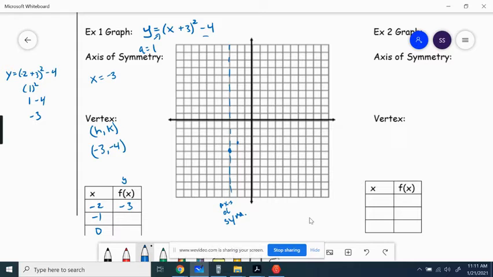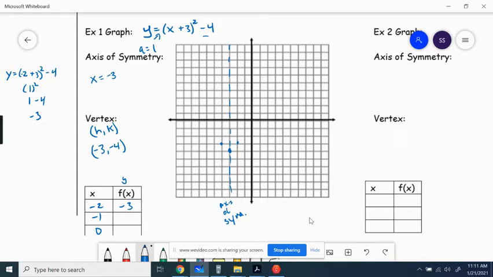Okay, and so remember, the axis of symmetry creates a mirror image. So if I have a point that is one spot away to the right, then I know that I need to go one to the left in the other direction because of the axis of symmetry.